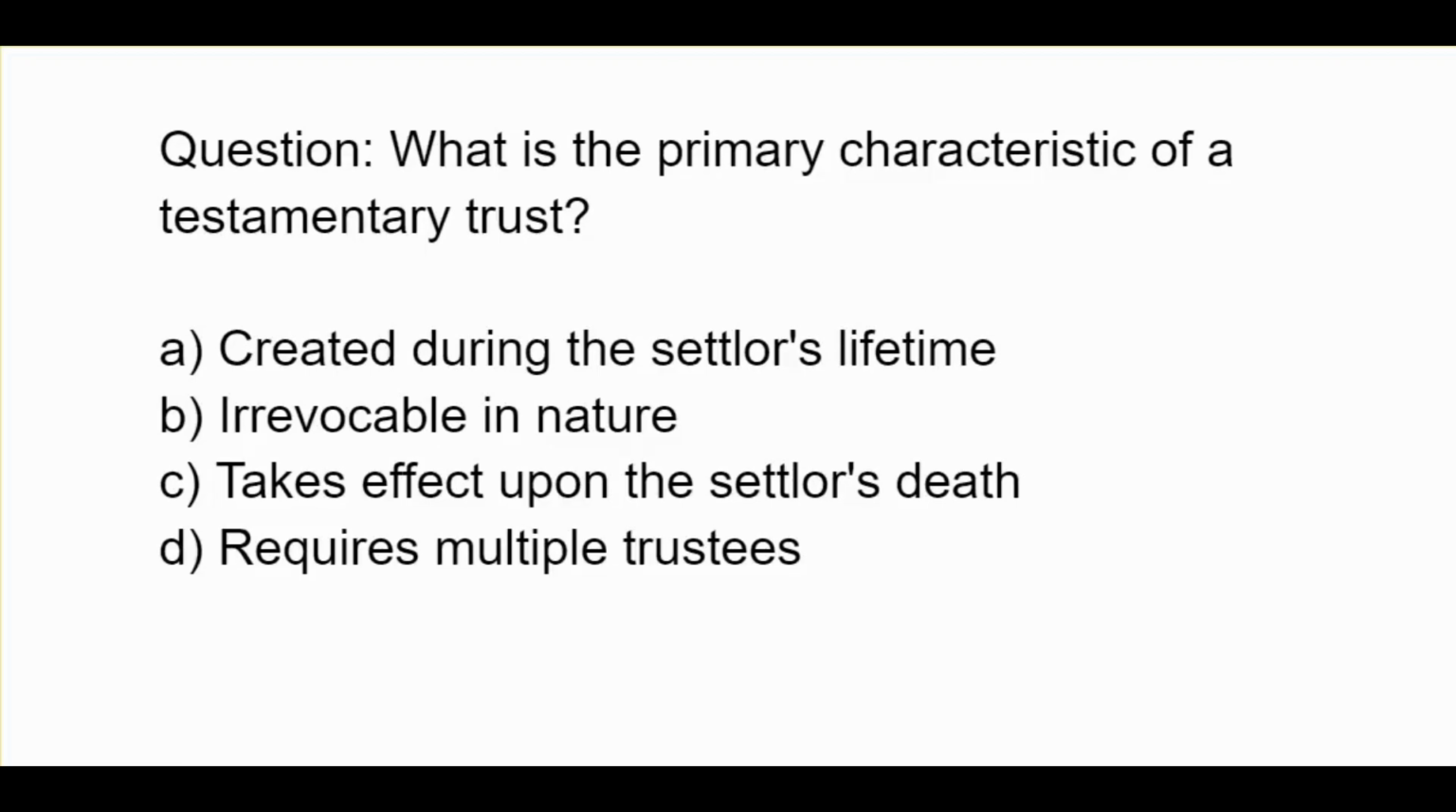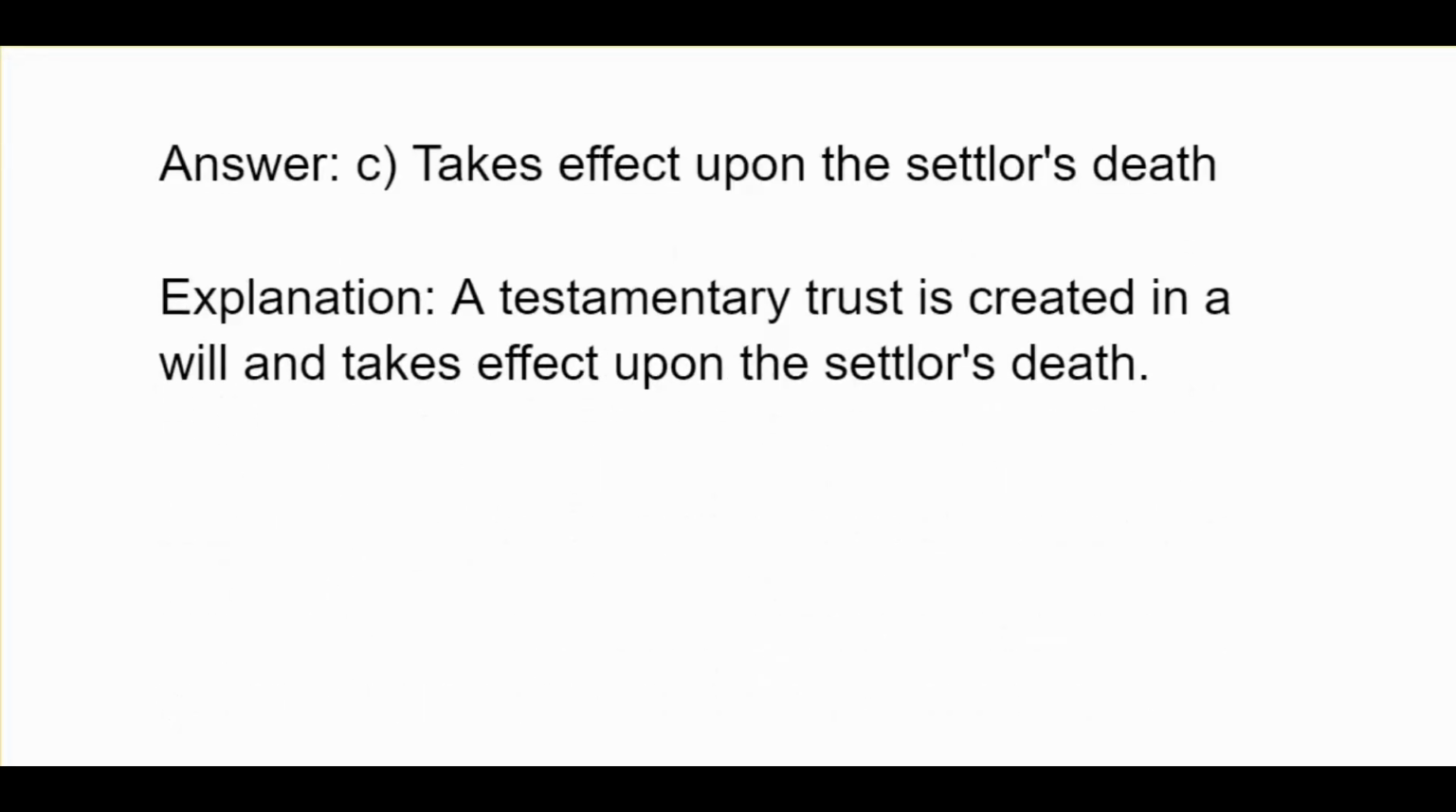What is the primary characteristic of a testamentary trust? A. Created during the settlor's lifetime. B. Irrevocable in nature. C. Takes effect upon the settlor's death. D. Requires multiple trustees. C. Takes effect upon the settlor's death. The testamentary trust is created in a will and takes effect upon the settlor's death.